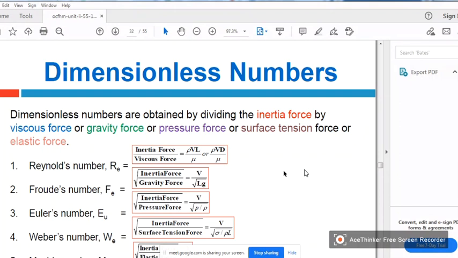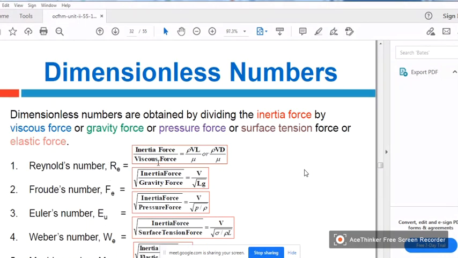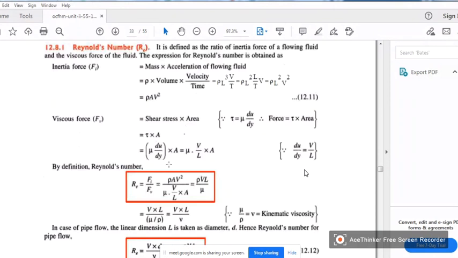For example, these are the derivations of how to calculate the Reynolds number. As I said, Reynolds number is the inertia force by viscous force, right? Inertia force, how do you calculate it? As I said, mass into acceleration of the fluid flow. Mass means density of the fluid into volume, all right? Acceleration means velocity by time. So this is rho A V square, right?